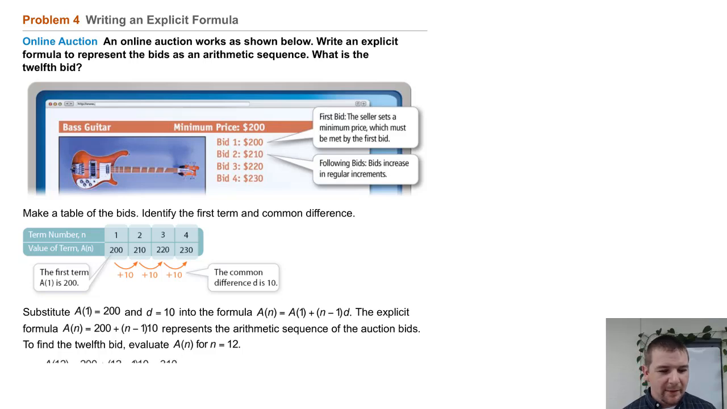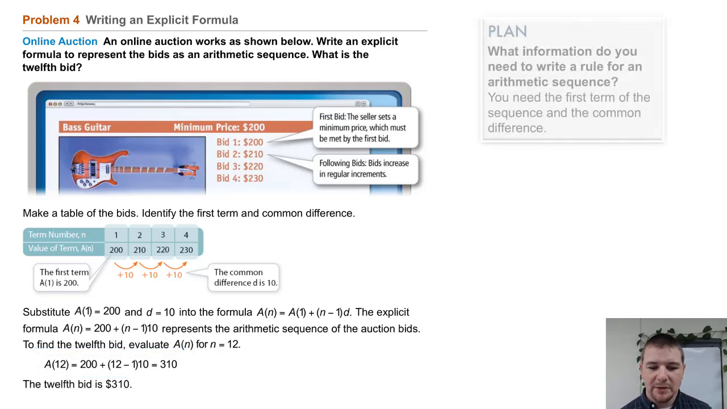So to do that, in this problem, a of 12 will equal 200 plus the quantity 12 minus 1 times 10, and that's 310. So if the pattern continues, the 12th bid is $310.